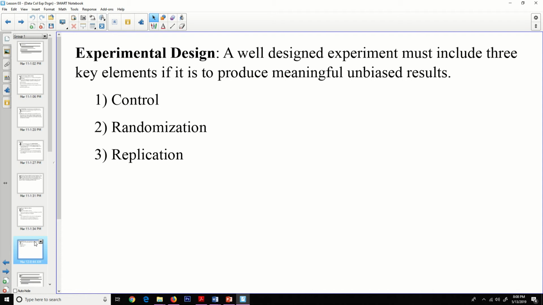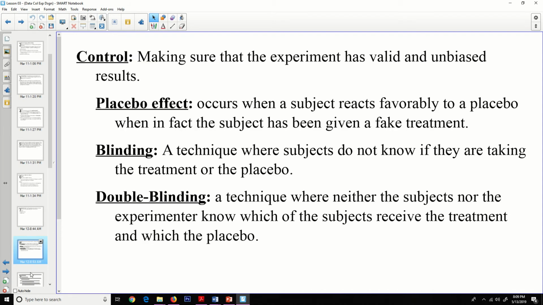Experimental design. A well-designed experiment must include 3 key elements if it is to produce meaningful and unbiased results. There must be some sort of control, there must be some sort of randomization, and there must be some method for replicating the results. Let's talk about control. Control is making sure that the experiment has valid and unbiased results.